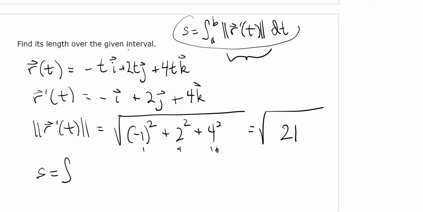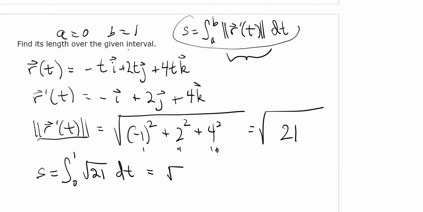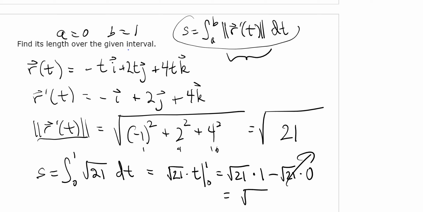And then for the arc length, s equals the integral from a to b, and a and b in this problem are 0 and 1. So the integral from 0 to 1 of what we just found, which is the square root of 21 dt. Square root of 21 is a constant, so the integral of square root of 21 is square root of 21 times t, evaluated from 0 to 1. Square root of 21 times 1 minus the square root of 21 times 0. So this is the square root of 21.